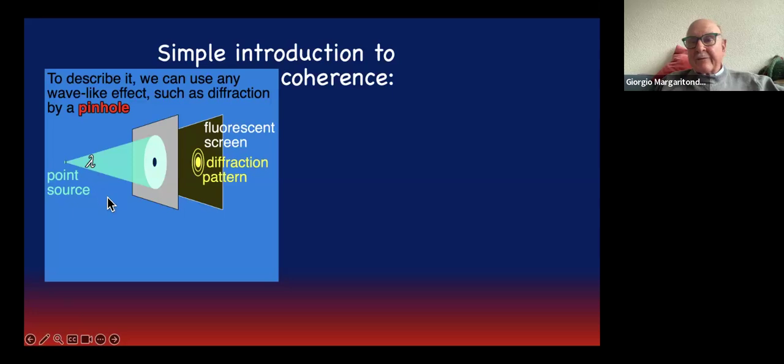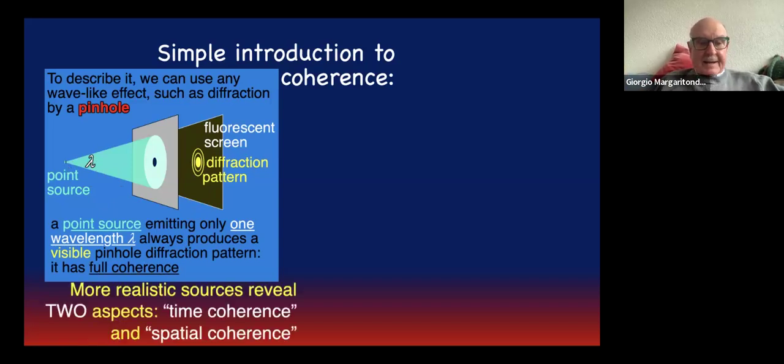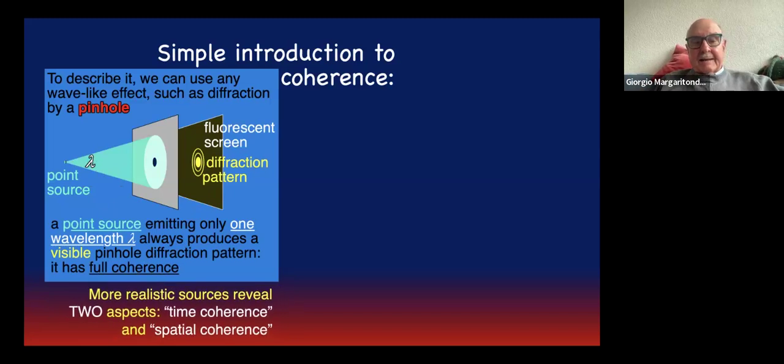Now, let me start from an extreme case. That is a point source, a source with no physical dimensions, that emits only one wavelength. In this case, you are always getting a diffraction pattern because there is full coherence. But this is a little bit of an unrealistic case. It is an idealized source. So we would like to make things a little more realistic by taking something which either does not have only one wavelength or has a finite size.